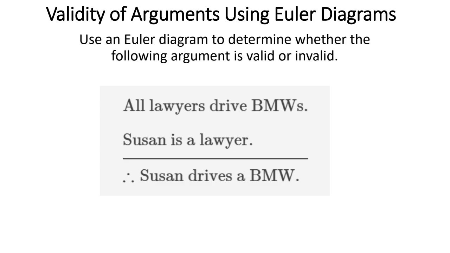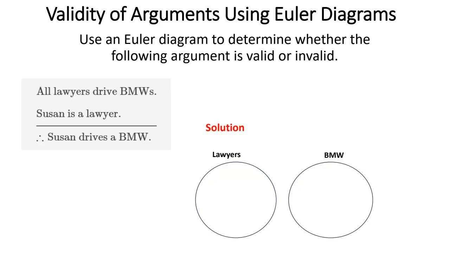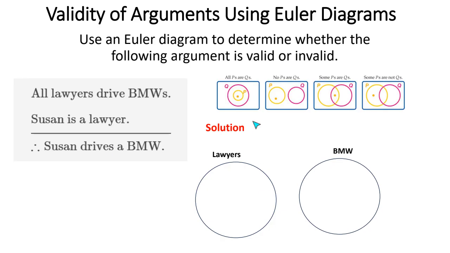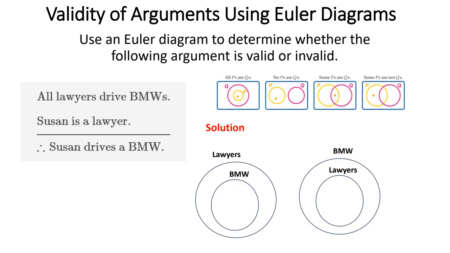So here's another one. All lawyers drive BMWs. Suzanne is a lawyer, therefore she drives a BMW. So let's look at our circles. We need one for lawyers, one for BMW. And we need to decide how we are going to draw our circles. Since we start with the word all, that means that we're looking at this first one. So we're going to have to combine these, one inside of the other. So you need to decide which one is the correct picture here.